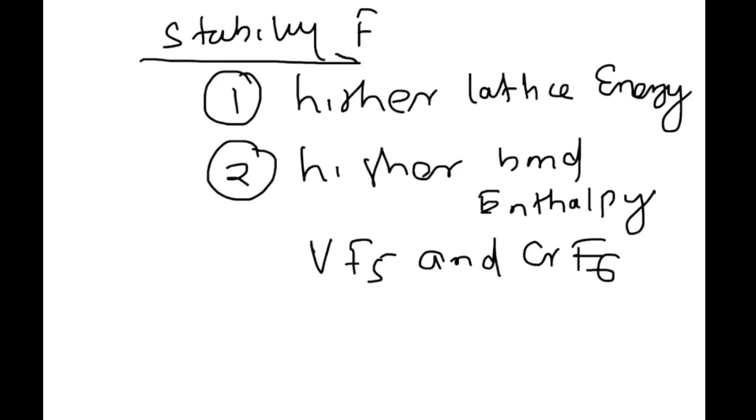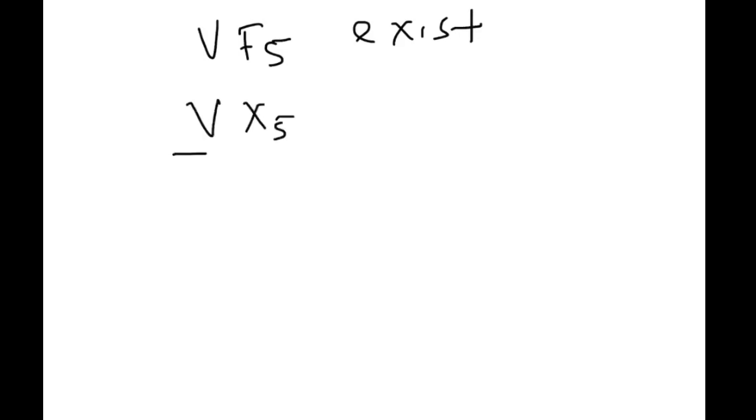So because of two reasons, one due to formation of a higher lattice energy and second due to formation of a high bond enthalpy, the fluorine can form stable form in higher oxidation state. Only BF5 exists, but other pentahalides do not exist. They undergo hydrolysis.